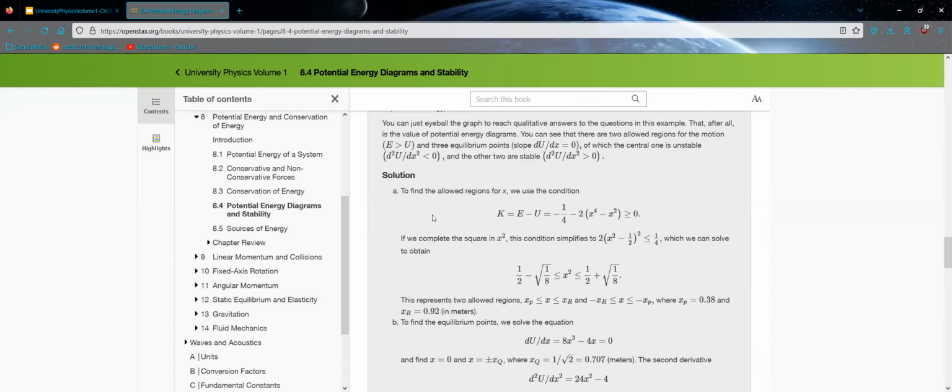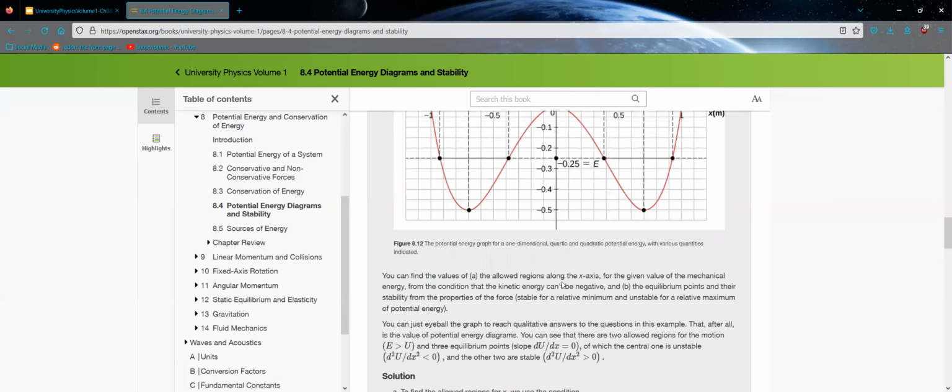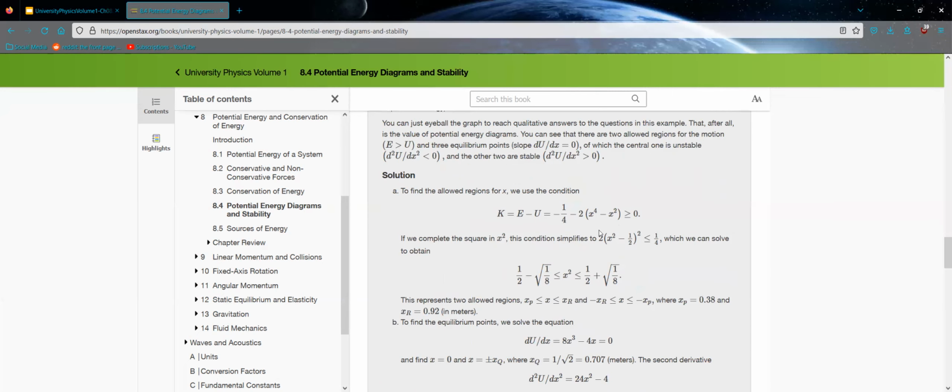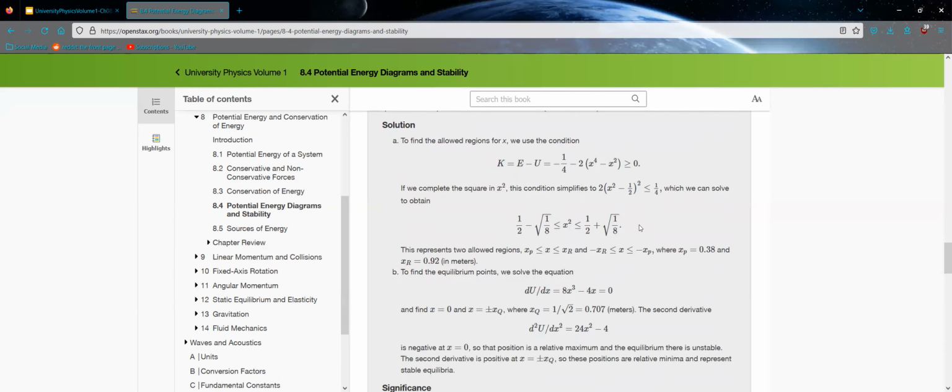So to find the allowed regions for x, we use the condition that the total energy minus the potential gives you your kinetic energy. And that would be equal to a quarter, which is your total energy given up here at the top, minus your equation, which is greater than or equal to 0 because you can't have negative kinetic energy. If we complete the square of x squared, the condition simplifies very easily to what is shown here. Solving this out, 2x squared minus 1/2 squared is less than or equal to a quarter, lands you at a property shown in the center.